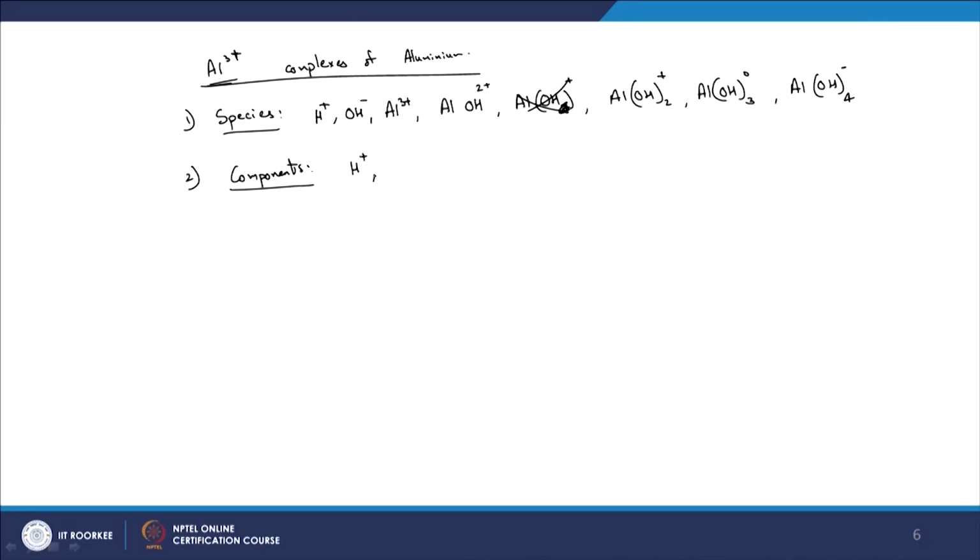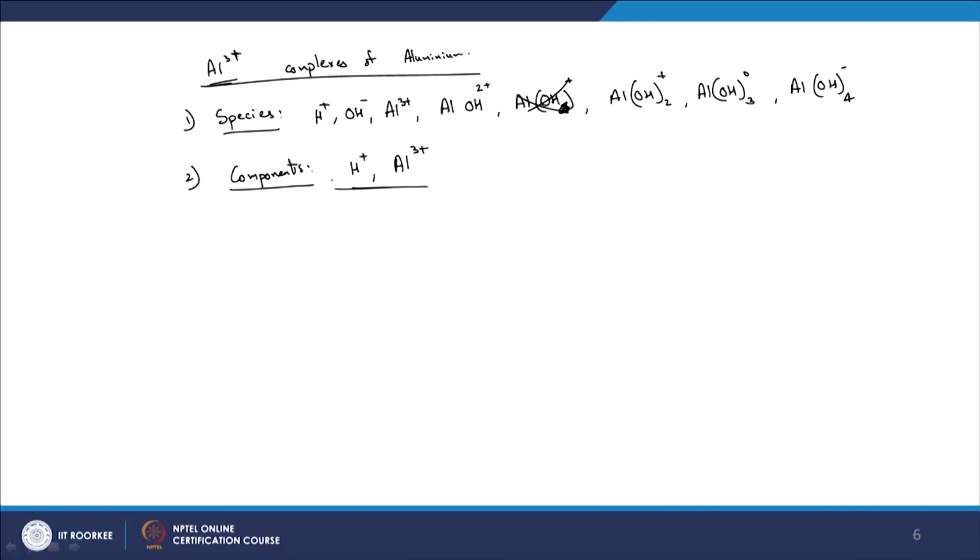Obviously you are always going to have H+, and what else is the building block here? As you see, it is going to be Al3+. So usually you choose the metal and the H+, and in this case the ligand is OH-, so you do not need to choose any other ligand. You can get by with just choosing H+, because you can get to OH- by subtracting H+ from H2O. But let us say there was some other ligand, you would need to choose that ligand as one of your components. So what next now?